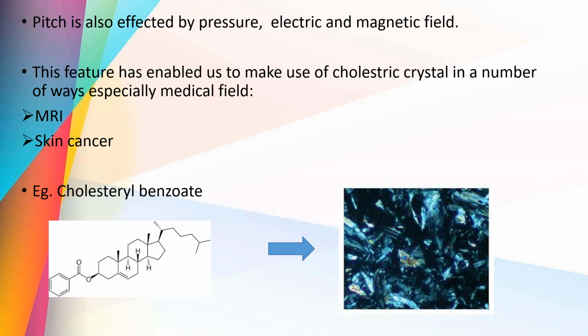They are also used in the study of skin cancer. The carcinogenic area has higher temperature, and as the temperature varies, we have learned that the pitch length varies. Hence the reflected color also varies. This feature has enabled us to make use of cholesteric crystals in the medical field. And one example of cholesteric liquid crystal is cholesterol benzoate. The structure and the real life figure are shown in the slide as follows.